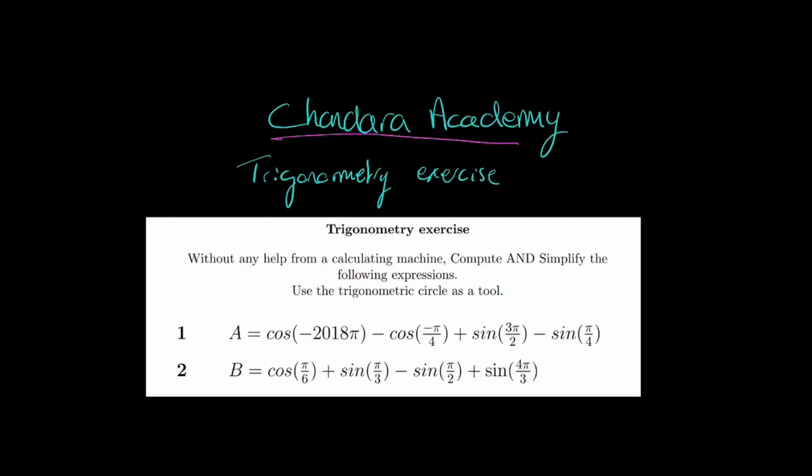In today's video, we are going to calculate some trigonometric expressions using the trigonometric circle as a tool and, of course, without using any calculating machine. So first expression, we've got A is equal to cos of minus 2018π minus cos of minus π over 4 plus sine of 3π over 4 minus sine of π over 4.